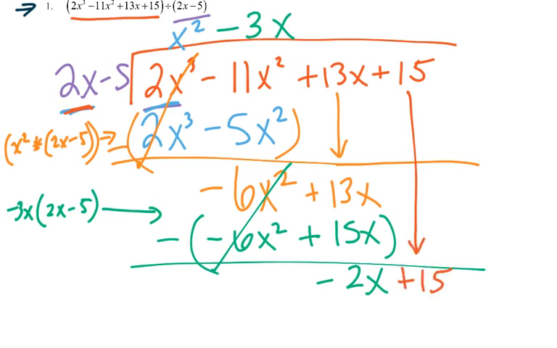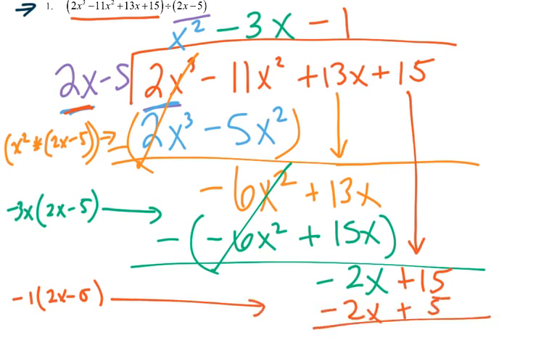or last term in this case, because it's not a digit, it's a polynomial, that's a term. So I'm going to say, what do I multiply times 2x to match negative 2x? That's going to be a negative 1. Okay, so negative 1 times 2x minus 5, that's going to give us negative 2x plus 5. We then subtract, and we end up getting 15 minus 5, which is a 10. So our remainder is 10. We'll write that as a fraction of what our remainder is over our divisor.